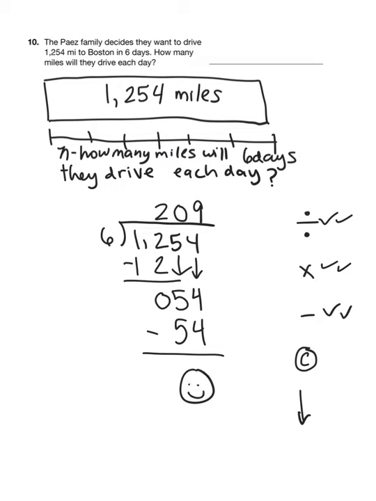So 1,254 miles divided by 6 days is 209 miles each day. So at the beginning, when we defined n, that was our unknown number, right? Which in algebra we call our variable. N represents how many miles they will drive each day. So in this case, n equals 209.